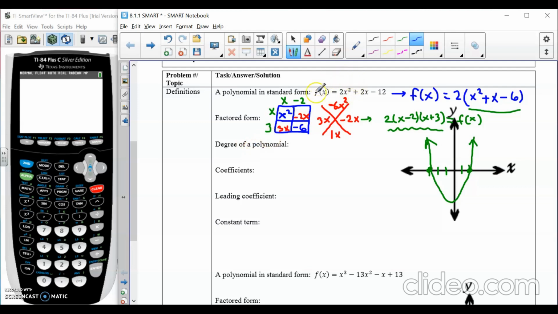So when you look over here, you're like, I have an x and I have an x squared. Which one of those has the biggest exponent? Well, it's going to be this guy, and that exponent is the degree. So I know that because it is a 2 on that term, my degree is going to be 2. And that's because it's the highest exponent. Okay, so that's a degree.